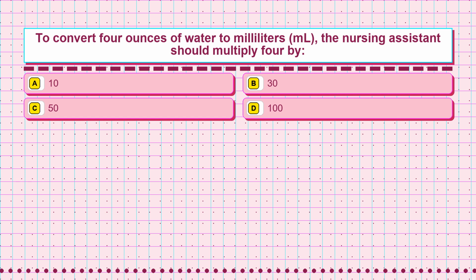Question 93. To convert 4 ounces of water to milliliters, ml, the nursing assistant should multiply 4 by option A 10, option B 30, option C 50, option D 100.